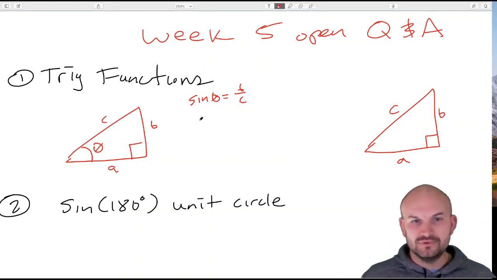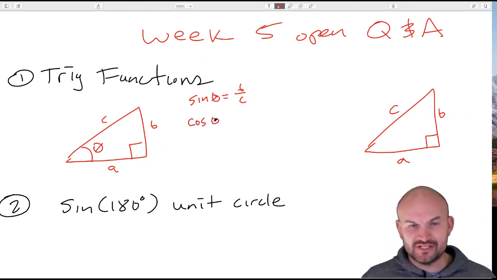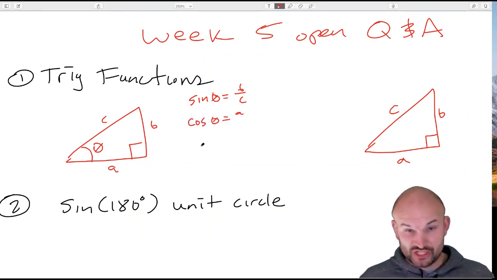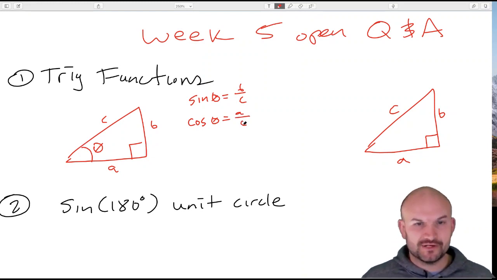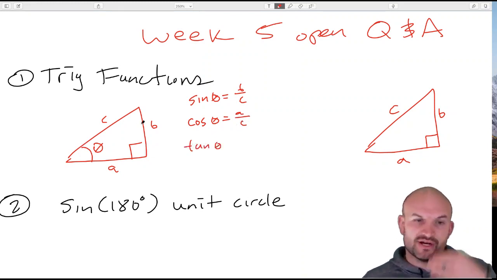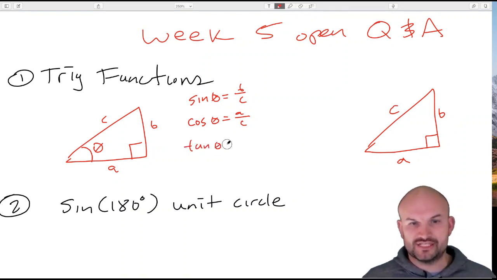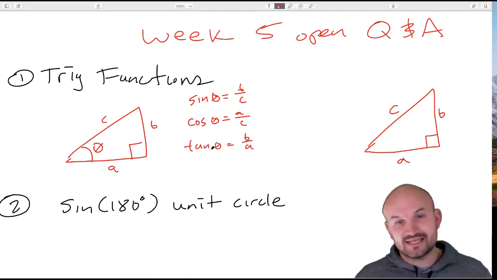And the same thing can be said for cosine. Cosine of theta is just a comparison of this side, which we call the adjacent side, to the hypotenuse. And then last but not least, we can have tangent of theta, which is a comparison of the opposite over the adjacent, which would be B over A in this case. Now, again, the last thing I just want to cover is, these are comparisons.